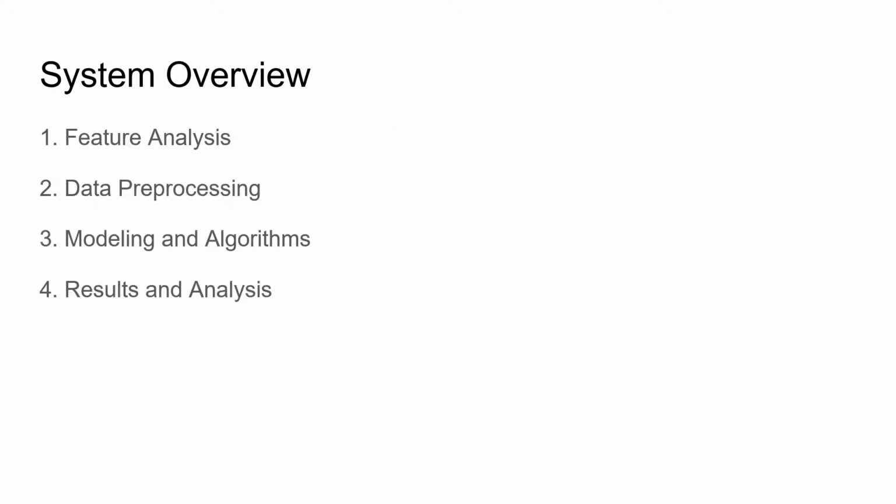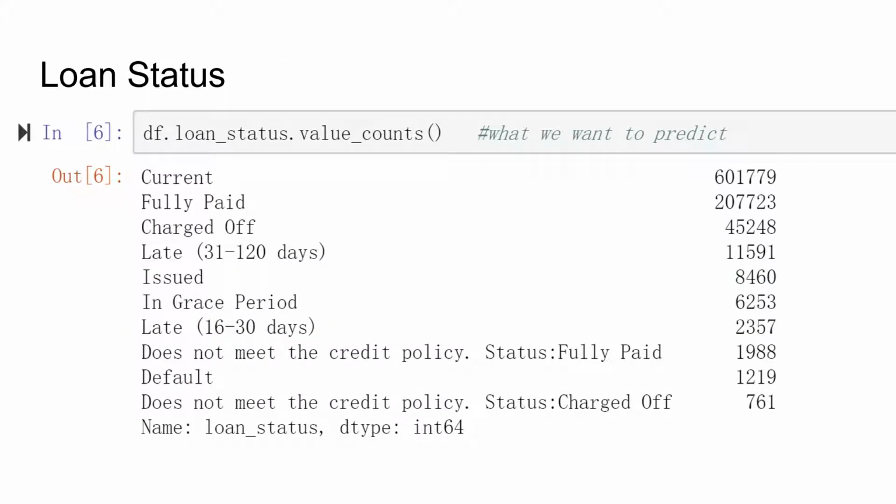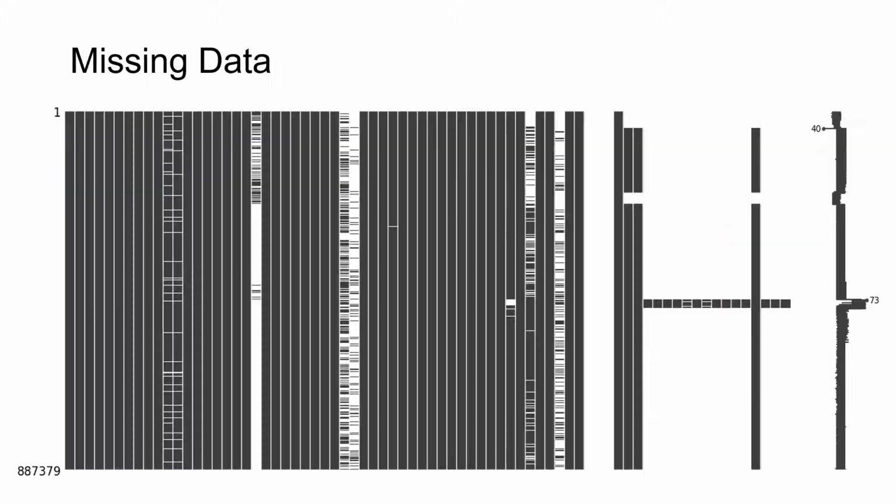To do this, we have to do some feature analysis, pre-process the data given certain criteria, train machine learning models with the pre-processed data, and analyze the results. The dataset we are using is called the Lending Club Loan Data. The original dataset had about 900,000 rows and 74 columns, and our purpose is to predict the loan status. There are multiple levels for loan status: fully paid, charged off, late, in grace period, and a few more.